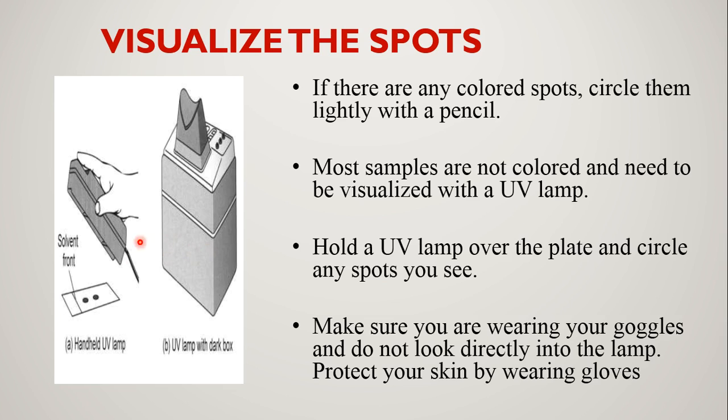By opening this dark box, we can put our developed TLC plate inside it, and from the top side we can observe our separated sample component spots. Hold the UV lamp over the plate and circle any spots you see. Majorly, organic compounds are fluorescent in nature, so in the presence of UV light or UV radiation, these are visible due to fluorescence.